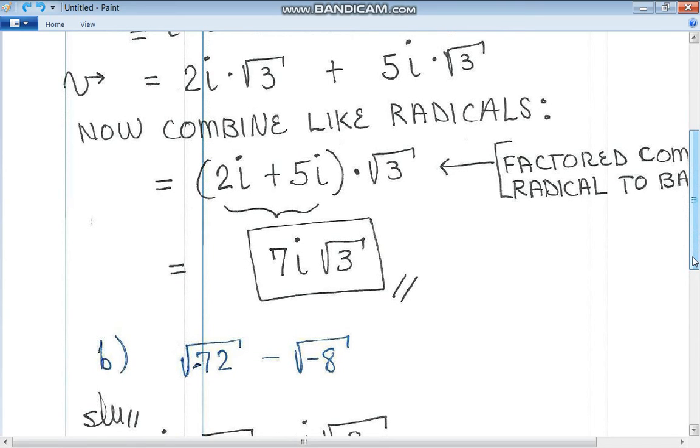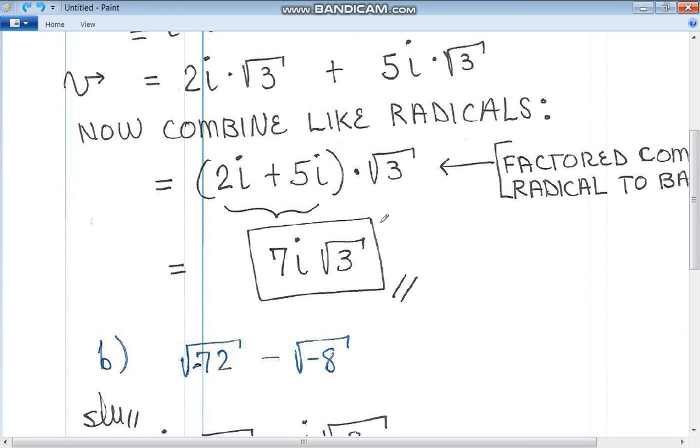Remember, to be a like radical, you have the same index in the little hook. In this little hook, there's an invisible 2. In this little hook, there's an invisible 2. Those match, but you also have to match the radicand under the radical sign. Here we have a 3 under the radical sign. Here we have a 3. So we've established that these are like radicals. They match with the invisible index, and they match with the radicand under the radical sign.